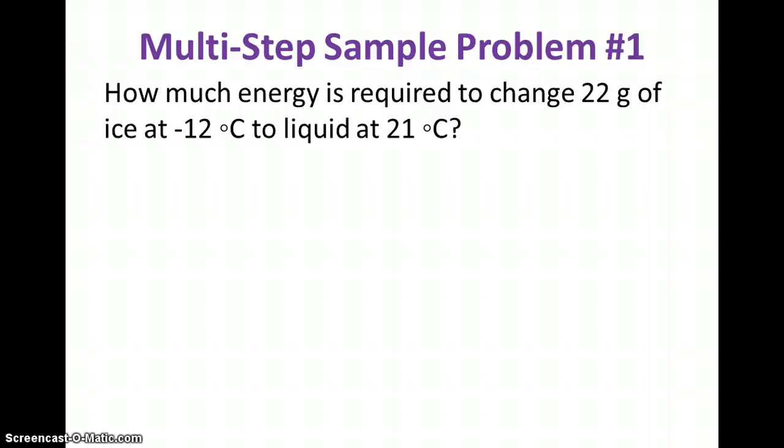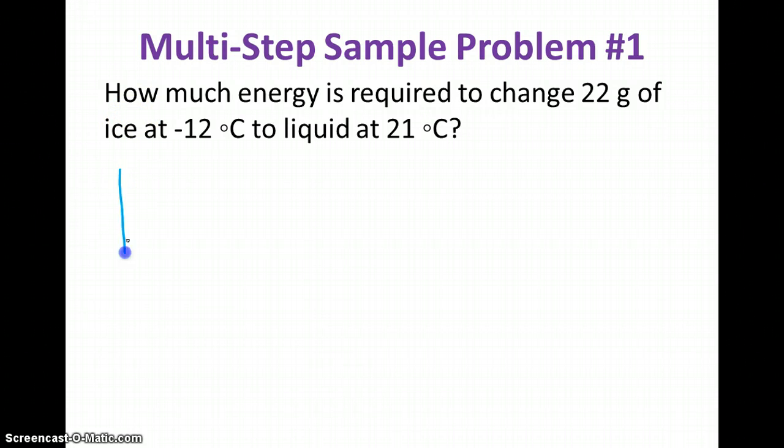Multi-step sample problem number 1. How much energy is required to change 22 grams of ice at negative 12 degrees Celsius to liquid at 21 degrees Celsius? Every single time that we do a multi-step problem, you should always, always, always start with a phase change diagram, okay? Now, we're talking about ice here, so this is water.